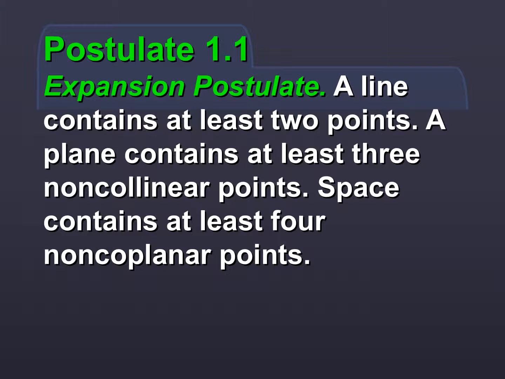Let's look at our first postulate. Remember, there's going to be 5 of them. The first one is the expansion postulate, and that says that a line contains at least 2 points. It also says that a plane contains at least 3 non-collinear points, and space contains at least 4 non-coplanar points. So look how it builds. It goes from line to plane to space, and it goes from 2 to 3 to 4. So you can see how it builds.